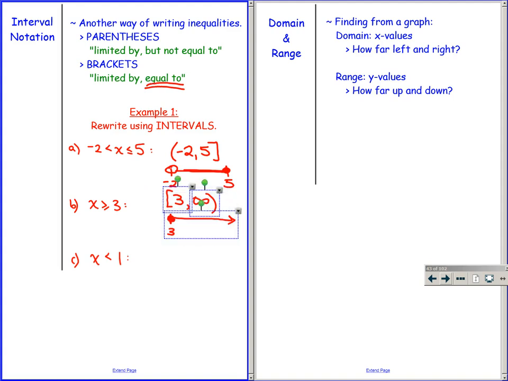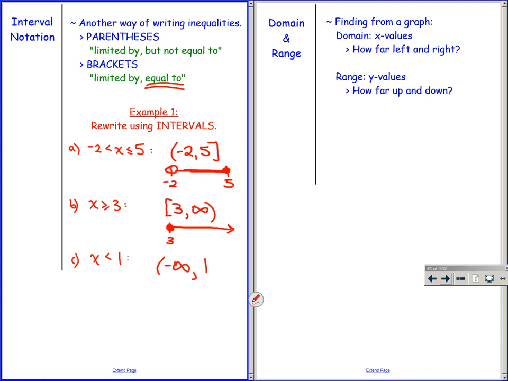So all based on the line being underneath. Now how low can this value go? Negative infinity. So I need to start with negative infinity. That's how low the numeric value goes. But how high can it go? Positive 1. Bracket or parenthesis? Parenthesis.